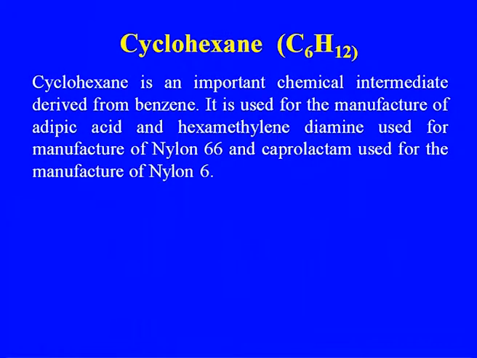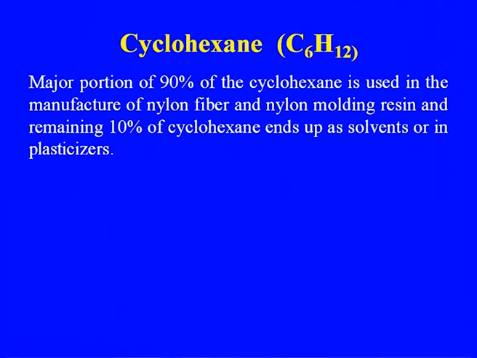Cyclohexane is an important chemical intermediate derived from benzene. It is used for the manufacture of adipic acid and hexamethylenediamine, which are used for the manufacture of nylon 66, and caprolactam used for the manufacture of nylon 6. About 90% of the cyclohexane is used in the manufacture of nylon fiber and nylon molding resin, and the remaining 10% ends up as solvent and plasticizer.